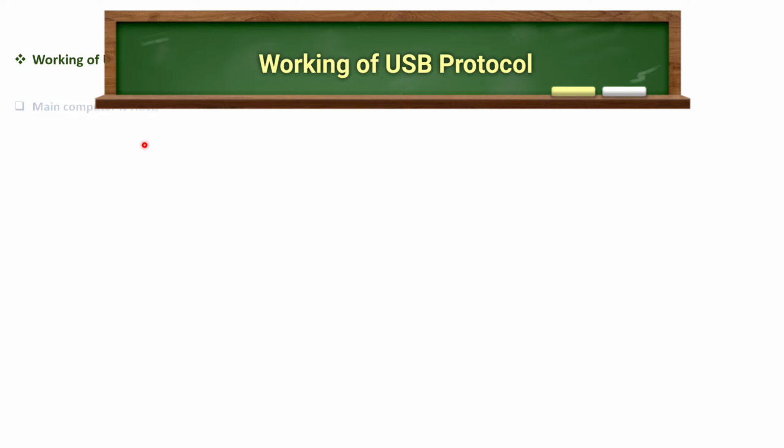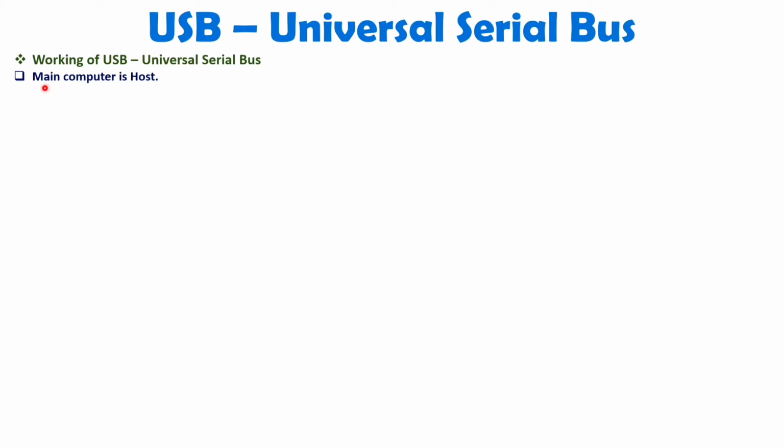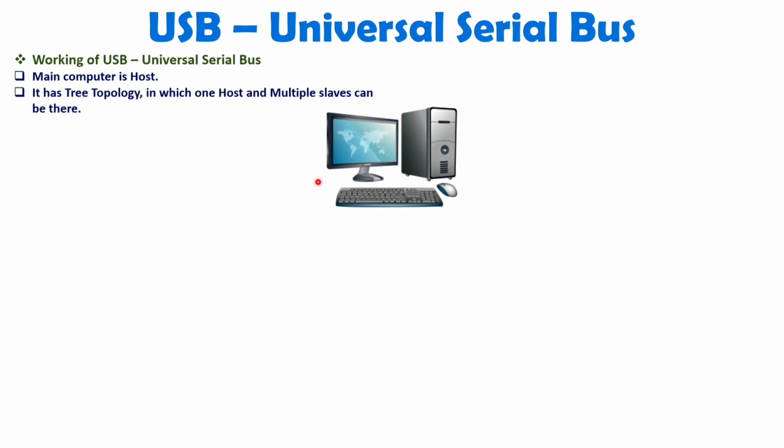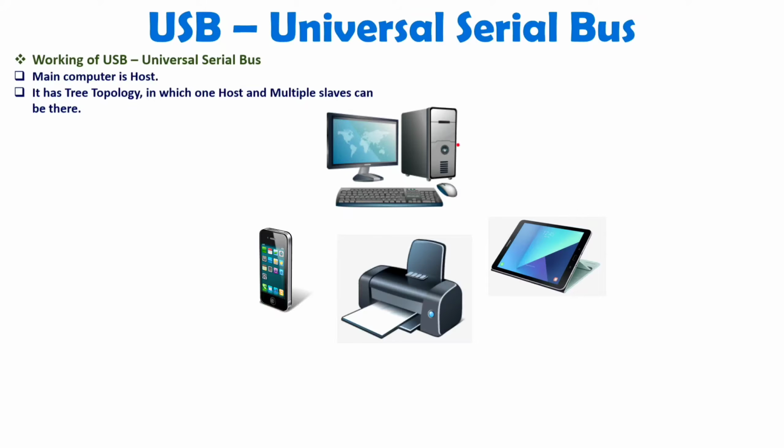Now my dear students, I'll explain to you how USB is working. Here you should know there will be only one host, that will be your main computer. With your computer you can connect many peripherals with USB, but here your computer will be host and all other peripherals are slaves. It will be having tree topology in which you will be having one main host and multiple slaves. Host will be your master and the multiple slaves will be controlled by host.